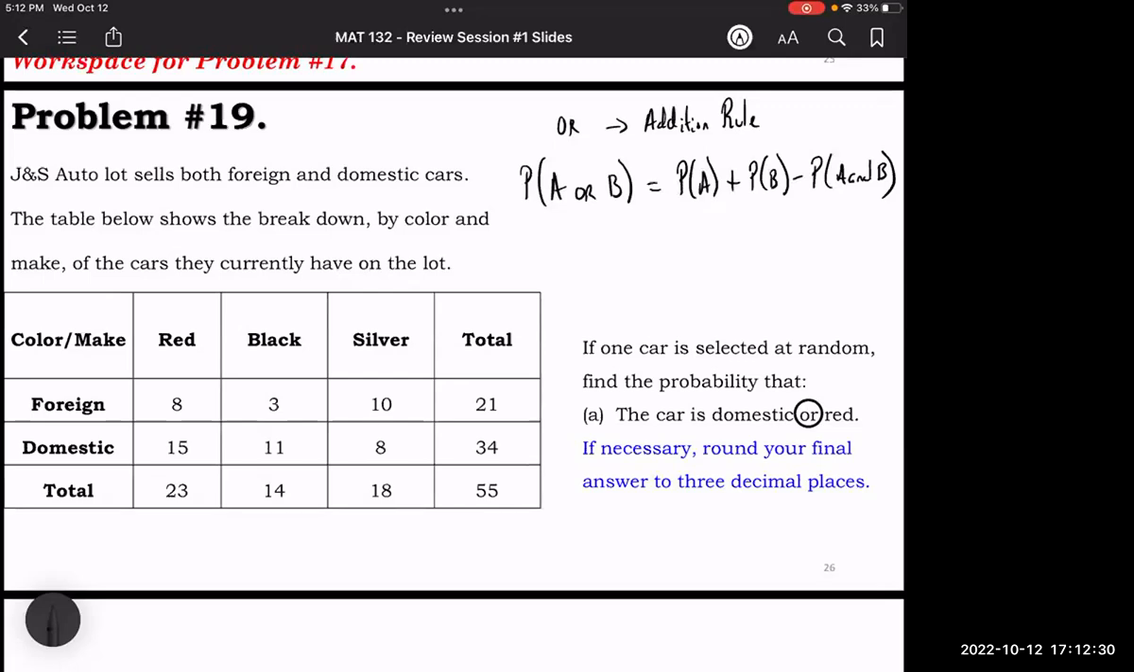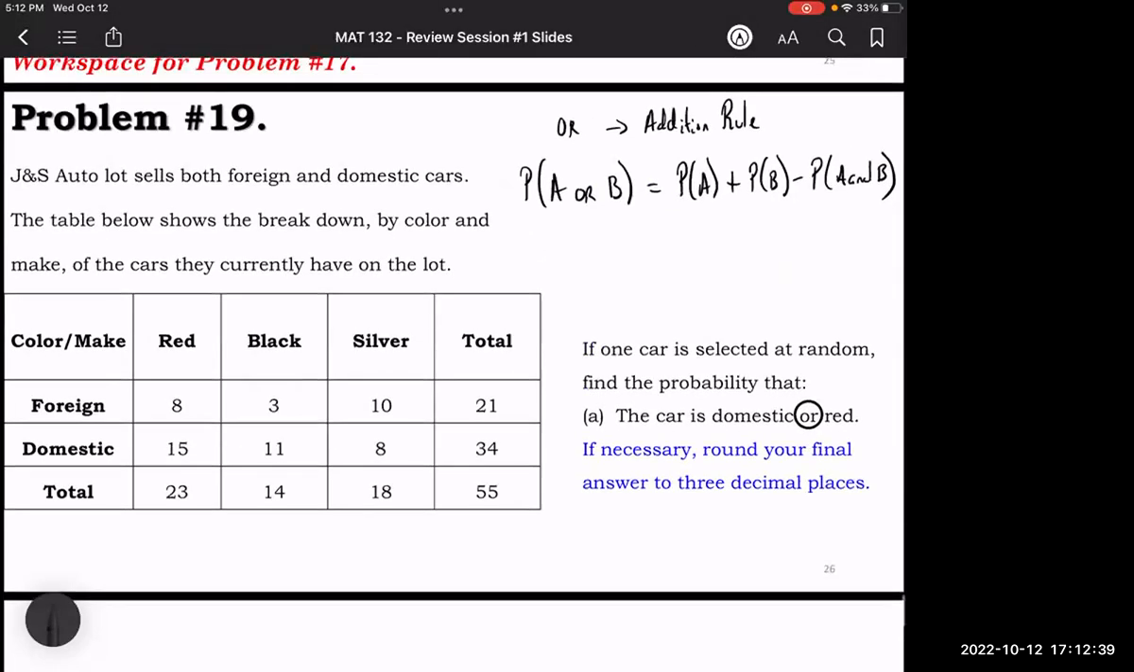So I'm going to directly substitute A and B with domestic and red because those are my events, right? I thought I would need more workspace for this one, but I did it. We have the probability of domestic or red. So this is going to equal the probability of getting a domestic car plus the probability of getting a car that's red minus the probability of both. When I say the word both, I'm implying that the car is domestic and red, a red domestic car. But I just summarized that as both.